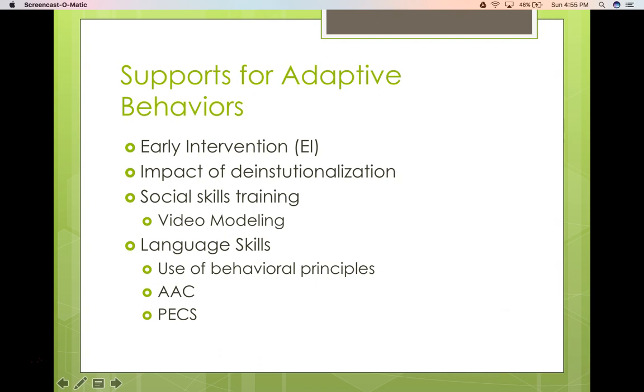So the biggest thing is early intervention. Early intervention can take place for individuals who are at risk for disability. So maybe they have general developmental delays, so we intervene early, so maybe they won't meet criteria for diagnosis later on in life. Or we know somebody is born with Down syndrome, for example. So let's intervene early in some areas of adaptive behavior so the impact of their disability isn't as great later on in life.